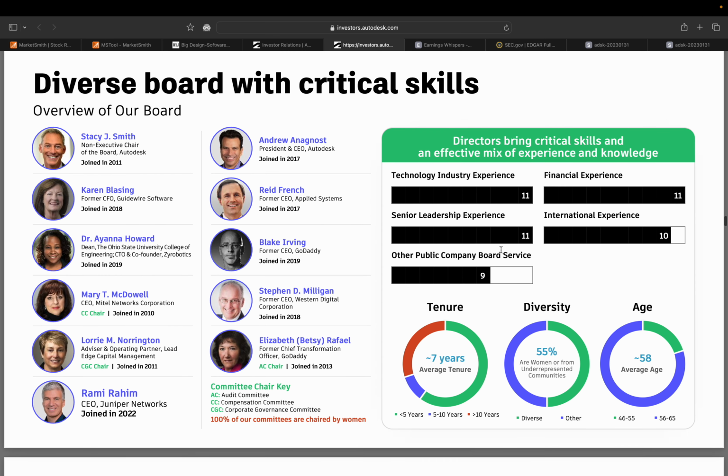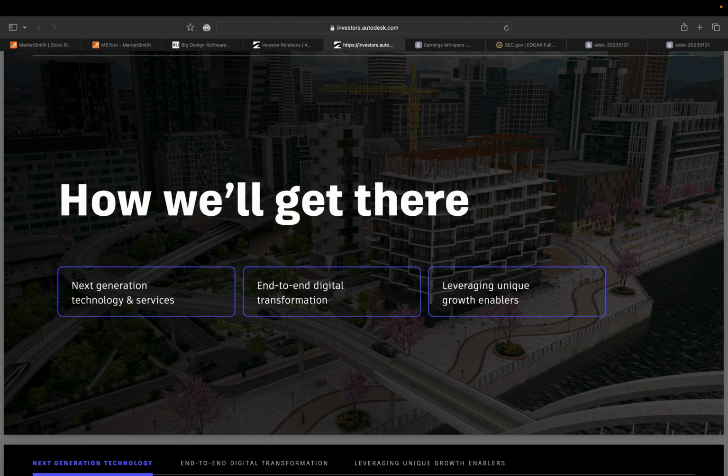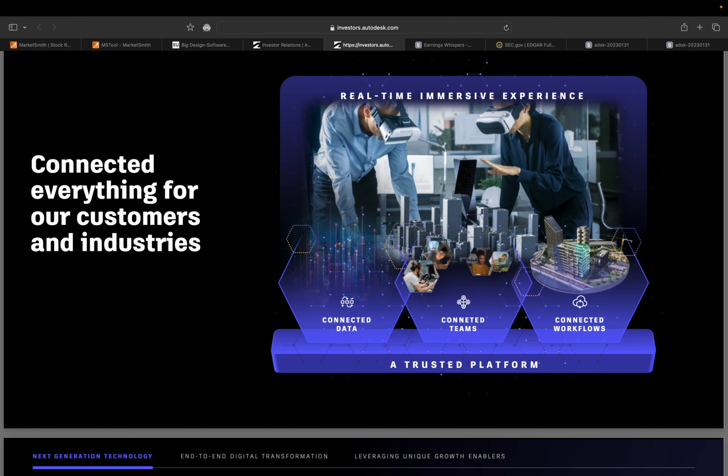So, for example, this is the board of management, right? Look at this, the non-executive chair of the board, Autodesk, joined in 2011, so 12 years ago. So he's been working more than 10 years, but it looks like a relatively new team, 2018, 19. What, 22, 17, 19? Why are this guy's photos black and white? I don't know. Okay. So, yeah. Privacy, data, yada, yada, yada. Connected everything for customers and industry.